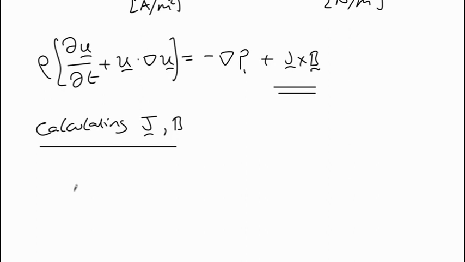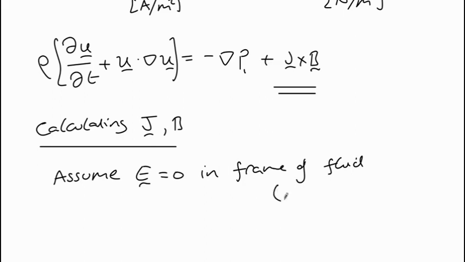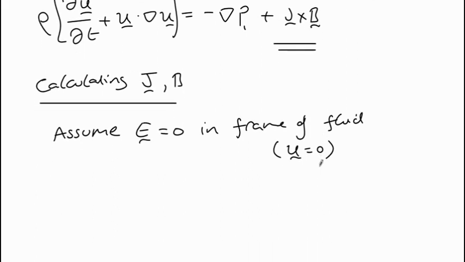Now, one of the key assumptions of what makes this ideal MHD, rather than the more complicated models, is Ohm's law. And so what we do is we assume the electric field is 0 in the frame of the fluid. So assume E equals 0. So when the fluid velocity equals 0, then the electric field is equal to 0. So if you move into a frame moving with the fluid, then you don't see any electric field. And this is equivalent to just saying that the resistivity of the plasma is 0, i.e. no resistivity.